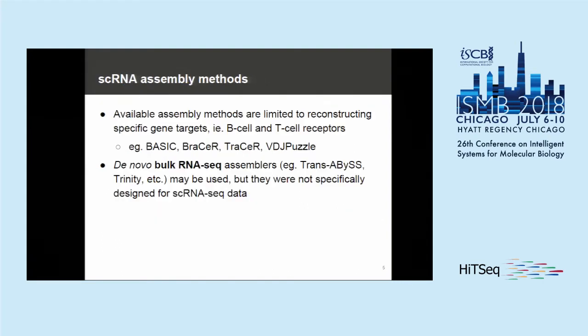Existing assembly methods are only limited to reconstructing specific gene targets, such as B-cell receptors and T-cell receptors. Although de novo bulk RNA-seq assemblers such as Trans-ABySS and Trinity may be used, these tools are not designed to address the challenges in analyzing single-cell RNA-seq data.